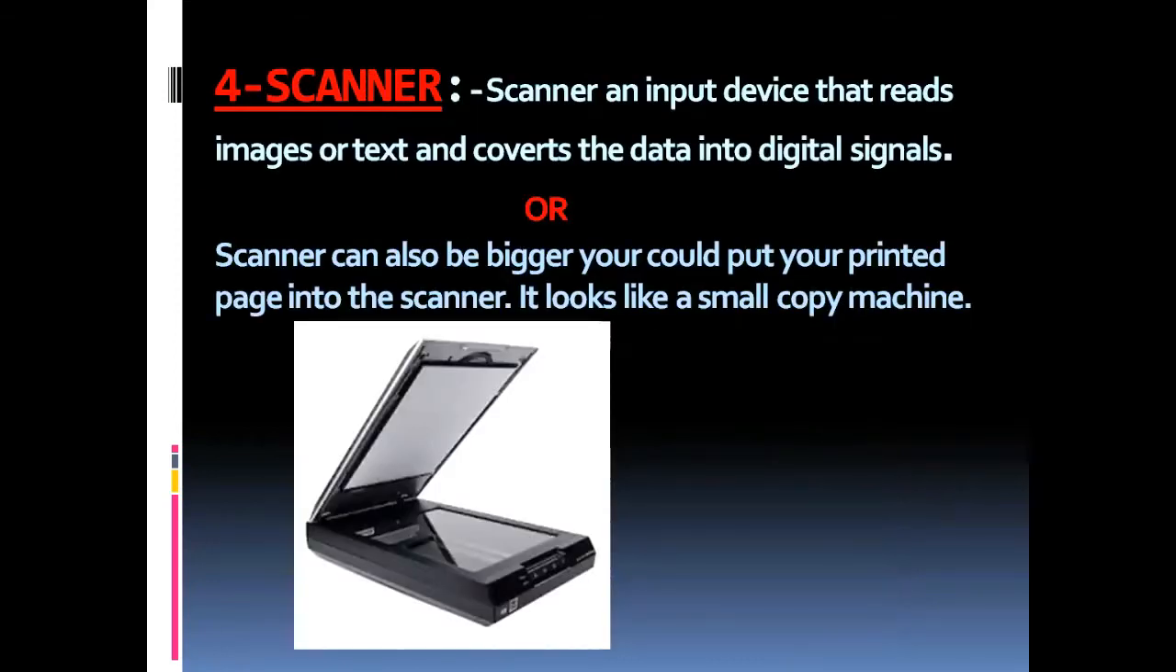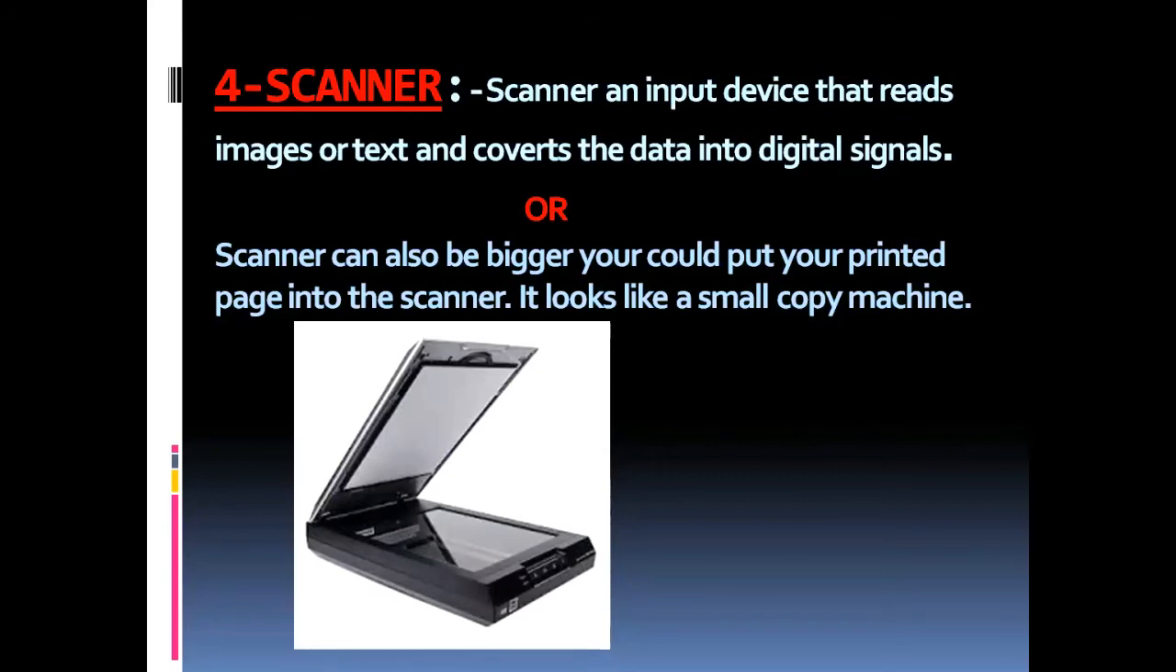Next is a scanner. What is a scanner? A scanner is used to convert what is on paper to computer format. It is much like a photocopier. The only difference is that instead of producing a copy as output, it stores a copy of the page in computer memory. The scanner can be handheld, so you can move the scanner over the printed pages.